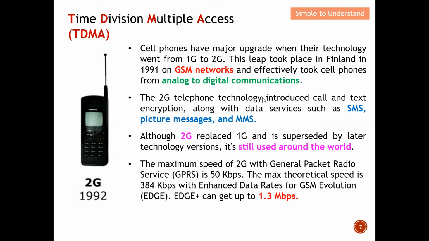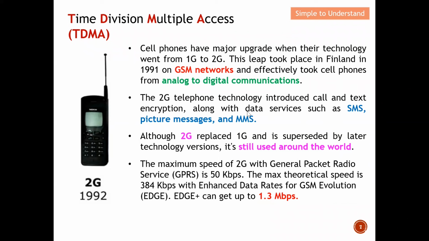The 2G telephone technology introduced call and text. If you still remember SMS, basically this text encryption, along with data services such as SMS, picture message, and MMS. So if you still remember, the key idea of having 2G is basically we have this form which is called SMS. We send it as data. At that time, telcos actually limited the number of SMS we could send. And if we exceeded this number of SMS, they would charge us separately.